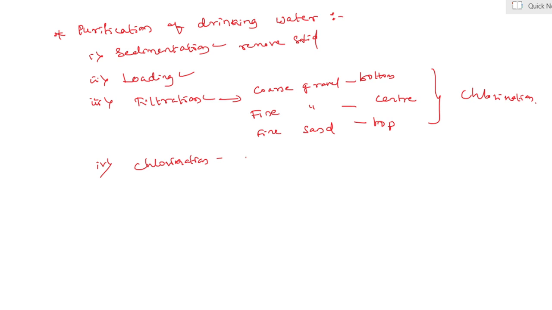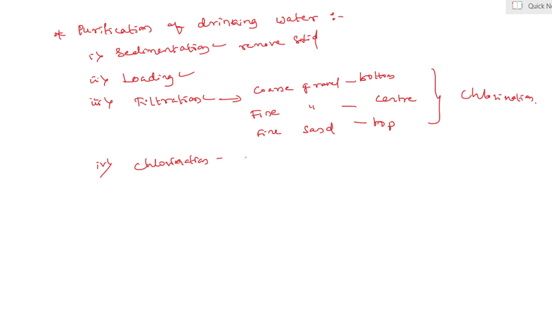Yes, my dear students, the process of purification of drinking water involves totally 4 stages. First stage is sedimentation. It means removal of solid particles or suspended solid particles. Second one is loading. It means alum is used here. Why? Because of the process of filtration. It means some clay is present in water that will be filtered with the help of alum, because negatively charged particles are with alum.